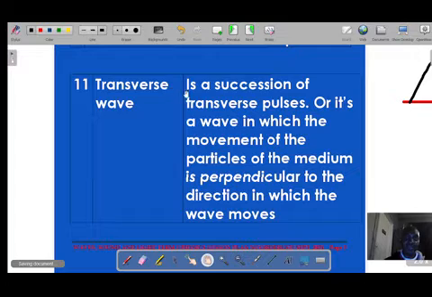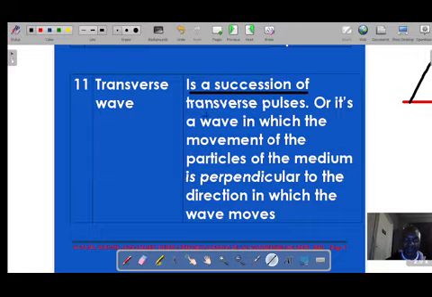So a transverse wave is a succession of transverse pulses, or you can say it is a wave in which the movement of the particles of the medium is perpendicular to the direction in which the wave moves. Let me say it again. If we define a transverse wave, you can say that it is a succession of transverse pulses.